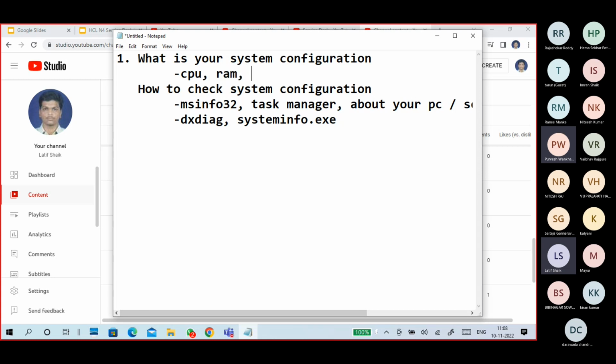Next, RAM. What is your RAM? It's an 8 GB RAM, DDR4, 4 GB RAM, DDR4. So your RAM. And hard disk or SSD. What is your hard disk or SSD capacity? What is your hard disk? 500 GB hard disk. So disk space and available RAM are also important. And operating system. Operating system means your Windows 10 Home Edition, Windows 11 Home Edition, Windows 11 Pro Edition.